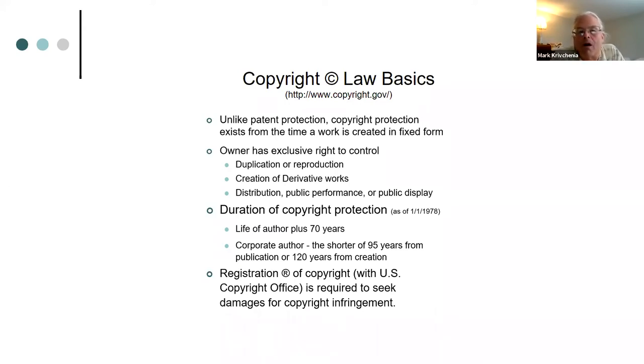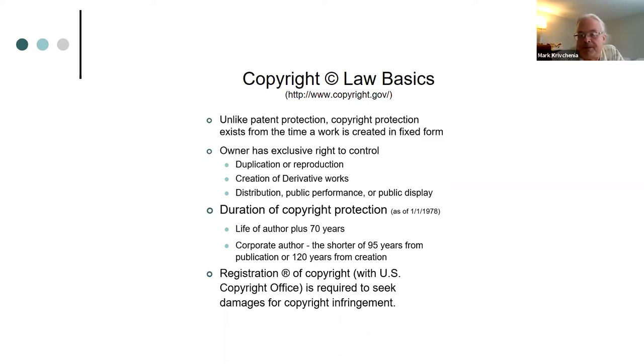And what I say to our inventors and what we do as an office is this: if there's financial value to your work, you want to register your copyright, because you cannot take legal action in any kind of copyright suit unless your copyright is registered.